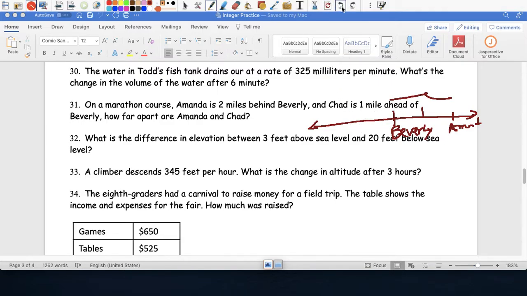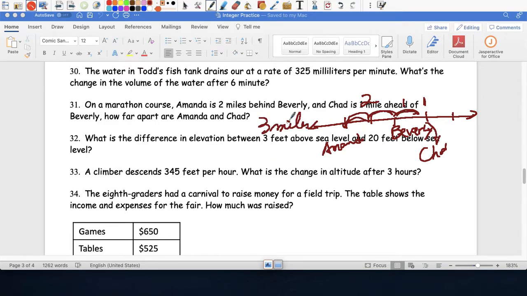Sorry, backwards. Amanda is 2 miles behind Beverly, so I'll put Amanda here. So that's 1, 2 units. And Chad is 1 mile ahead of Beverly, so Chad's over here, 1 unit. So how far apart are Amanda and Chad? Well, it'll be 1, 2, 3 miles, right?